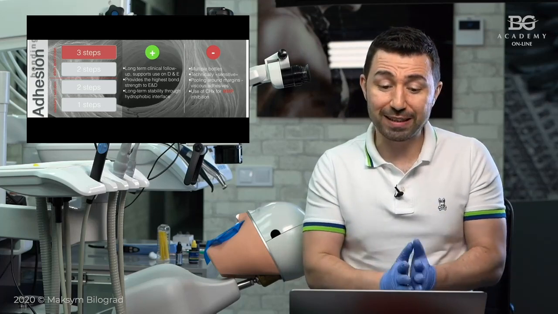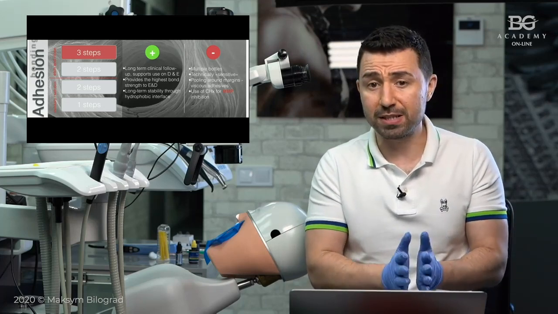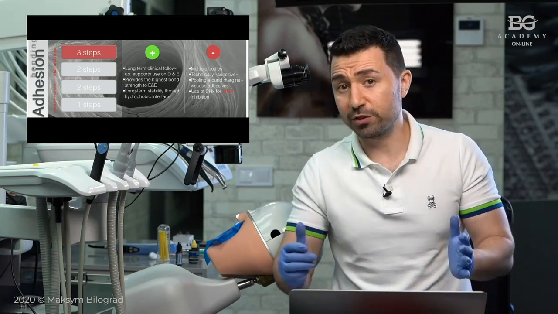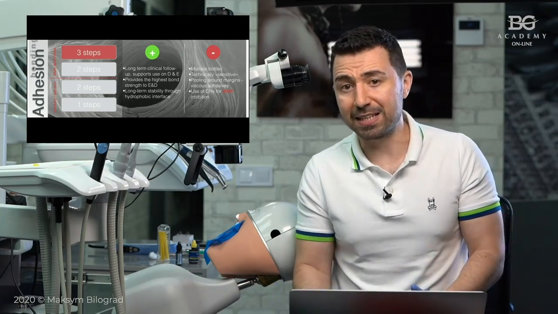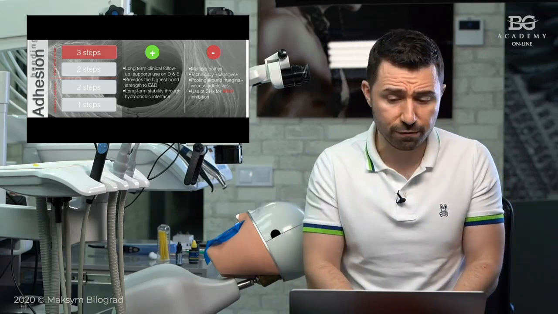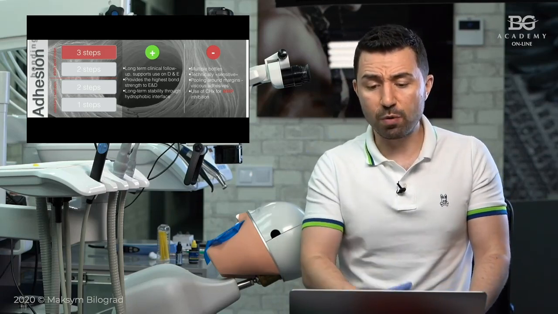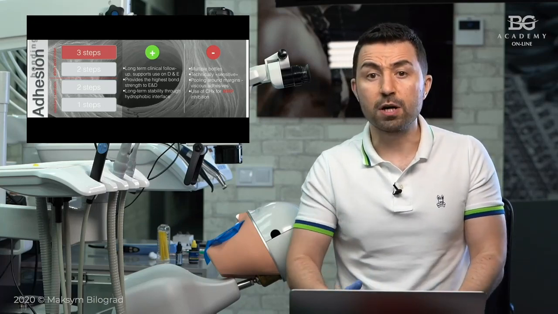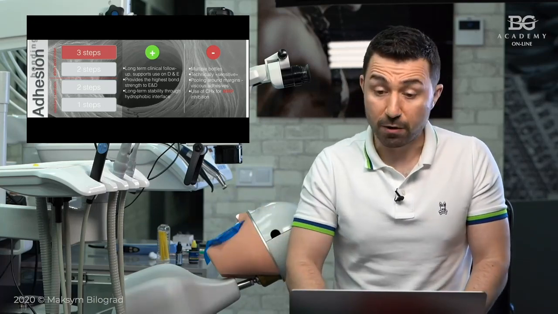And I didn't mention at the very beginning that this webinar is about adhesive preparation of tooth structures like enamel and dentin, and these protocols can be used for direct composite restorations, for example, or these protocols can be used to prepare enamel and dentin for bonding of indirect restorations.